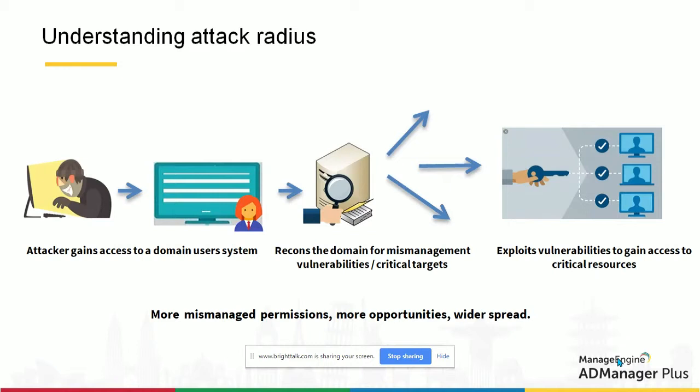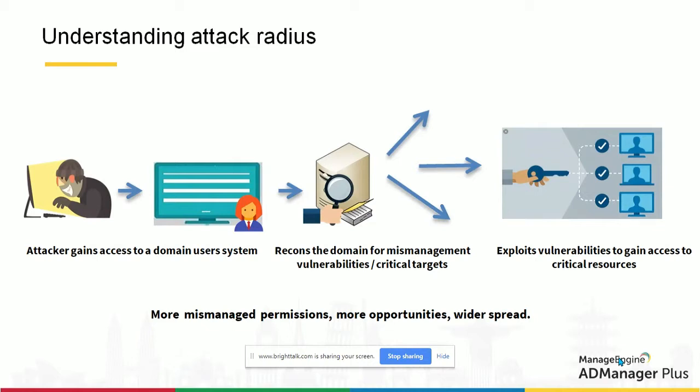And once an attacker is able to find a particular user or a particular group he wants to target, or is able to find a vulnerability or a mismanaged permission, the attacker will then take that vulnerability, or take the critical target, and exploit it to gain access to critical resources.